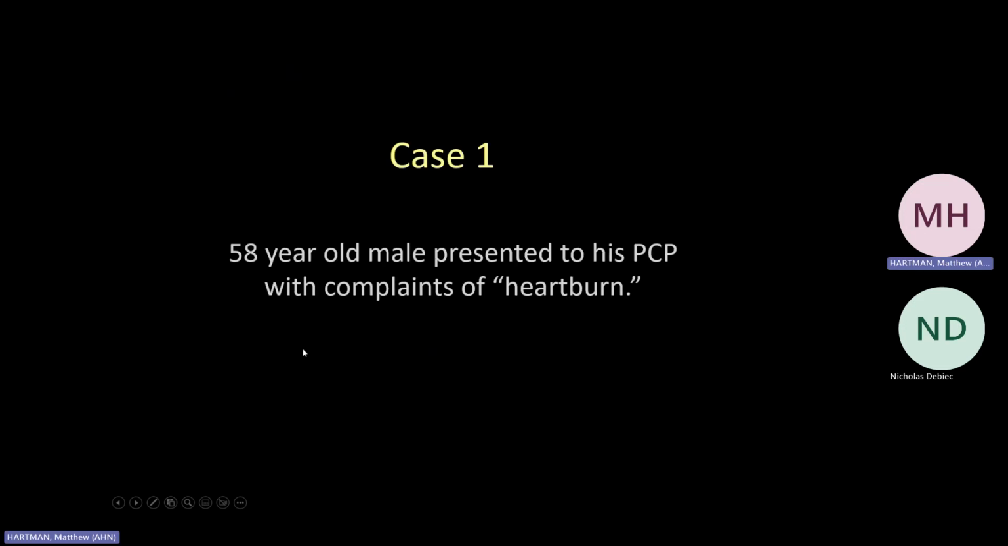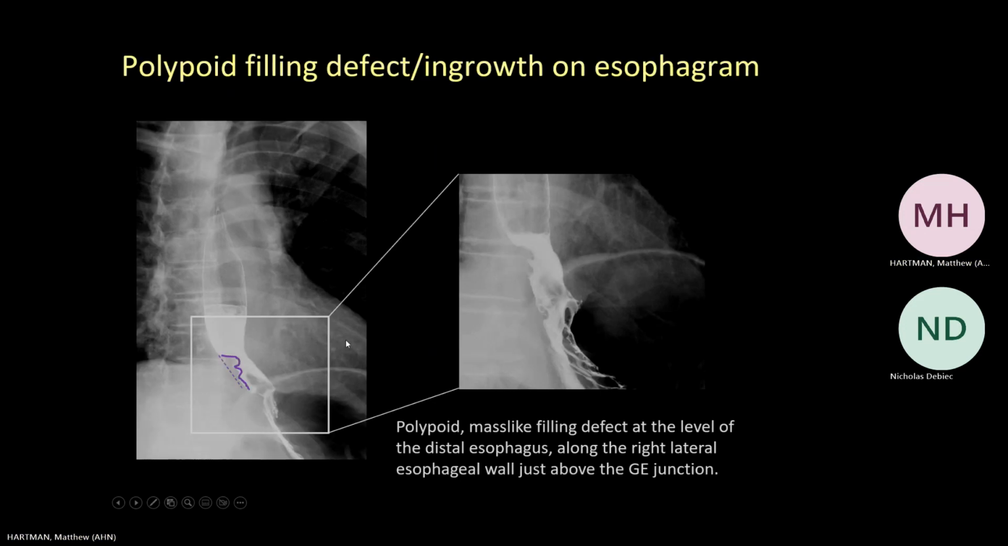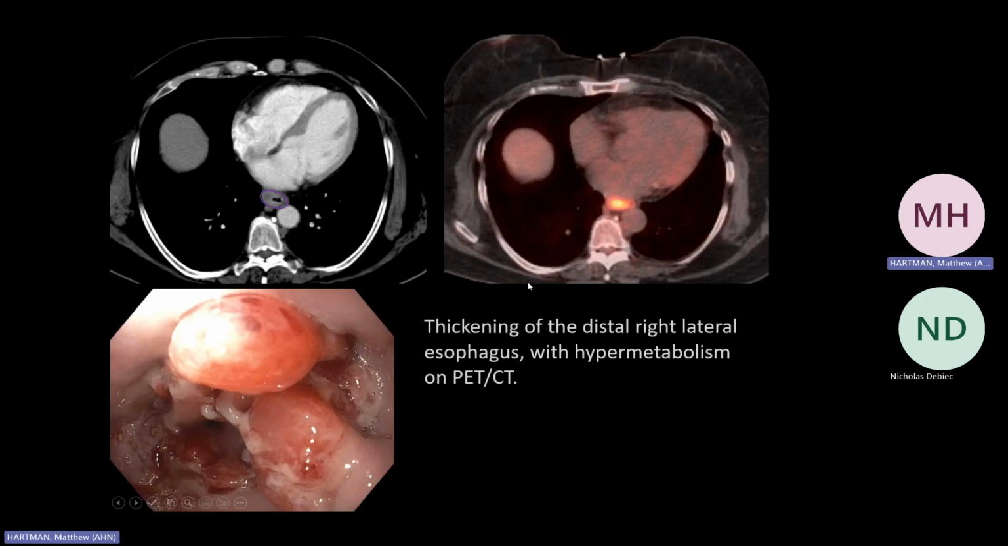So case number 1, 58-year-old male presents to the PCP with heartburn. We do the double contrast esophagram, and it looks like Cookie Monster took a bite out of the esophagus right there. There's something in here taking up space where the contrast is not going. This is going to be our innie, just above the GE junction, highly suspicious for malignancy. And we do a CT, you see it's abnormally thickened there. PET CT, FDG avid there, and our endoscopists see a big innie projecting in.